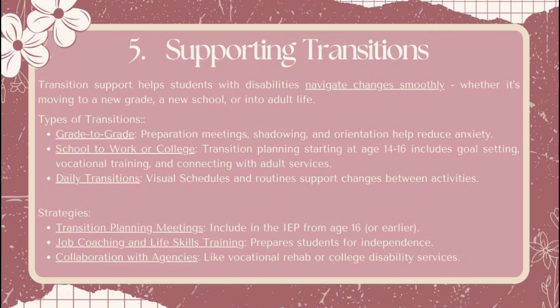Next is school to work or college. It is transition planning starting at age 14 to 16, and it includes goal setting, vocational training, and connecting with adult services. For example, starting in 10th grade, a student with autism works with a transition coordinator to set post-high school goals. They participate in a job training program at a local grocery store and meet with vocational rehabilitation services to plan for adult employment.